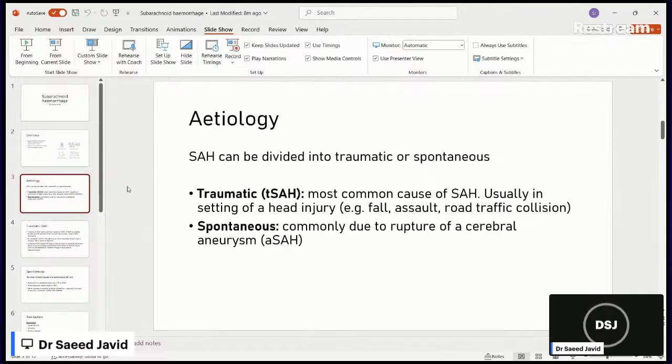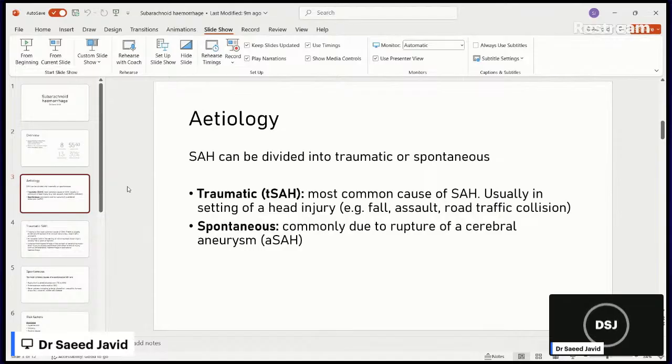And we'll talk about that a little bit later on. But essentially, a cerebral aneurysm can oftentimes, in spontaneous hemorrhage, cause a subarachnoid hemorrhage in that case. And they're not as common.